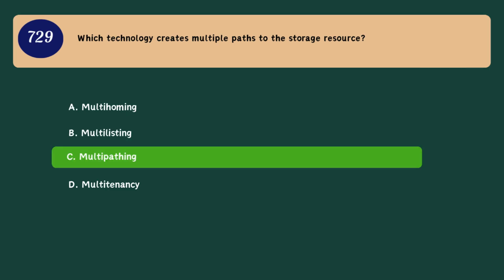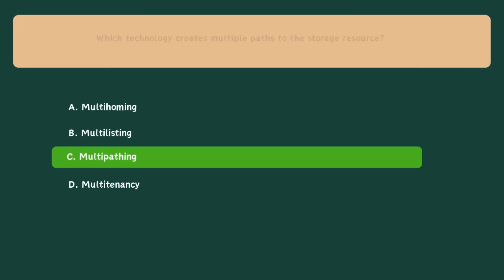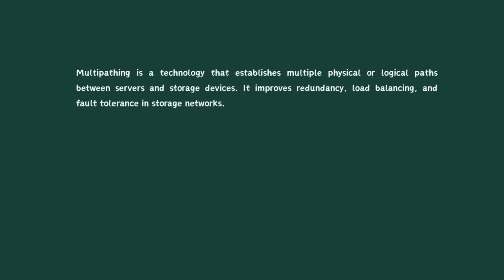Correct answer. C. Multi-pathing. Multipathing is a technology that establishes multiple physical or logical paths between servers and storage devices. It improves redundancy, load balancing, and fault tolerance in storage networks.